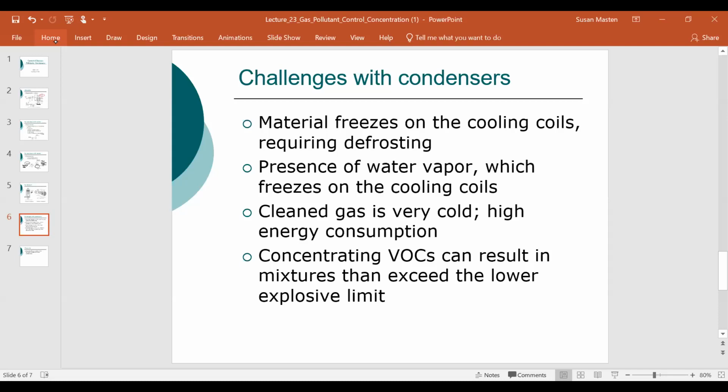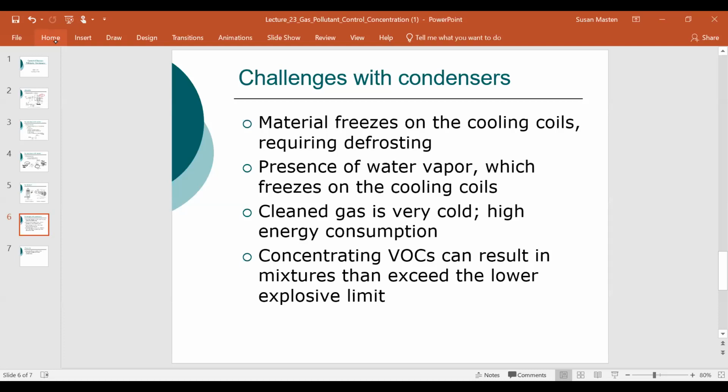Where you have water vapor, that water vapor cools, freezes on the cooling coils, and again, that's going to require frequent defrosting that may contaminate the recovered liquid, and that's a problem. Another major problem is that you've chilled the gas. Okay? You waste a significant amount of energy in that chilling process. And then if you need to heat the gas again, now you use energy in warming up that gas.